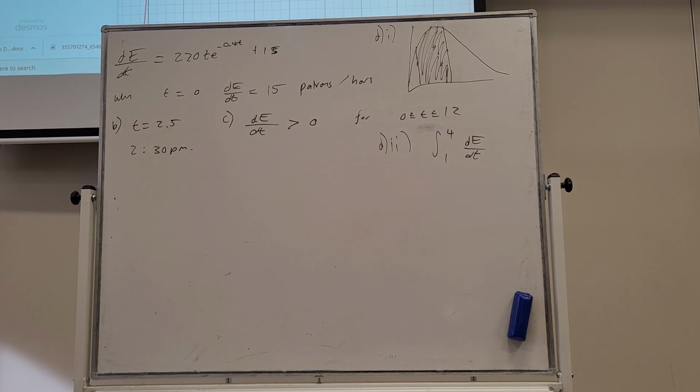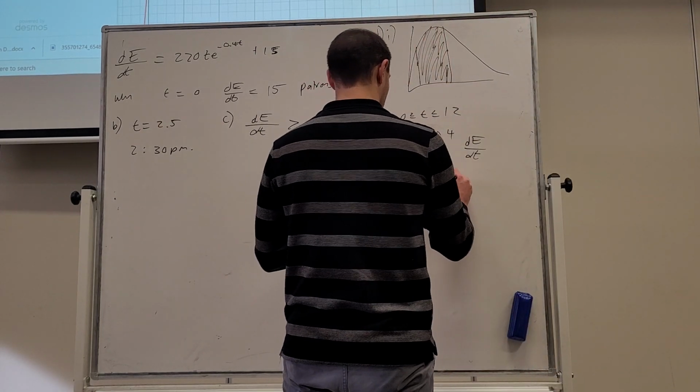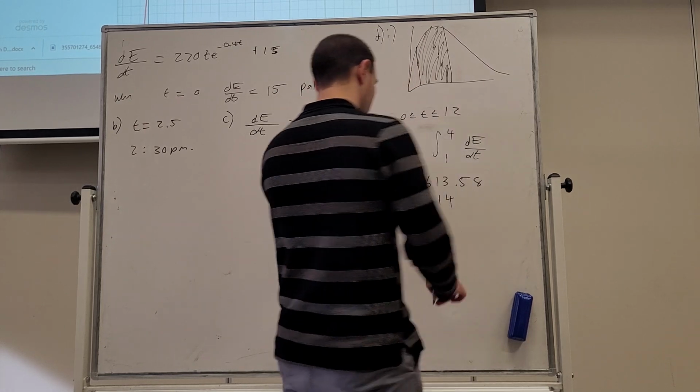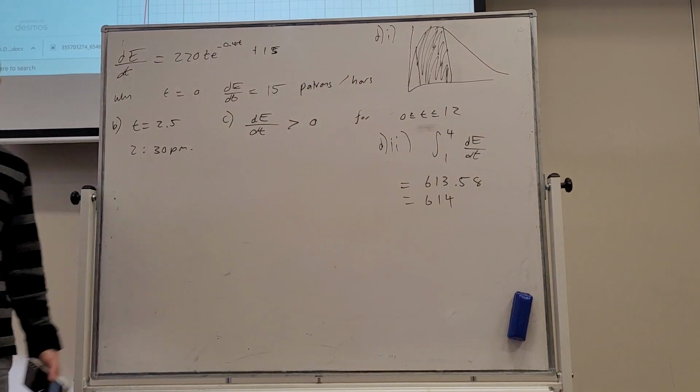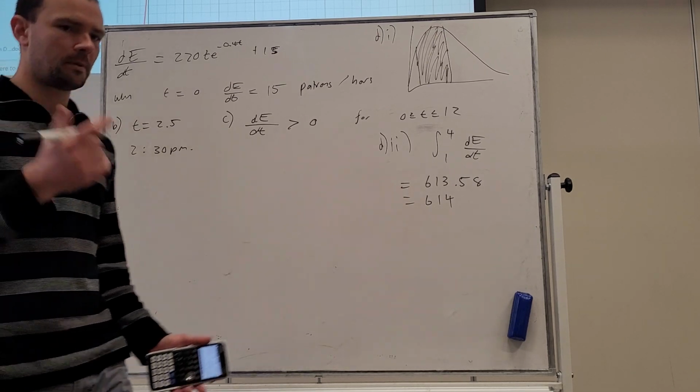So we've got 220t e to the minus 0.4x plus 15 from 1 to 4. 613.5. All right, and with that we just round to the nearest figure. 614 people have come into the music festival between 1 p.m. and 4 p.m.